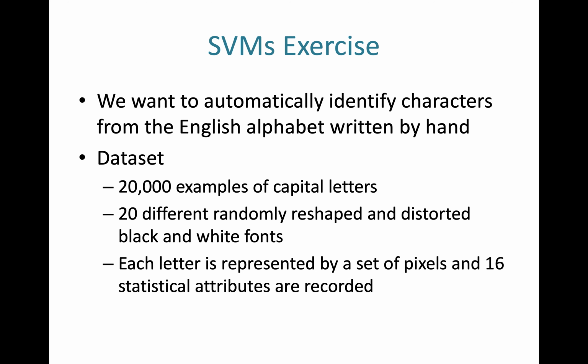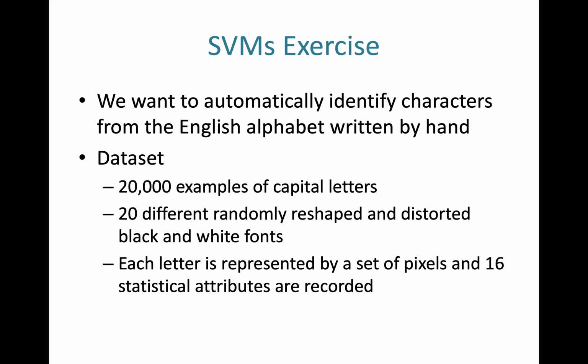So for this exercise, we're going to be focusing on one classification task, which is basically automatically identifying characters from the English alphabet written by hand. We're going to be using a data set that has 20,000 samples of capital letters, and some are written, some are just randomly reshaped and distorted. And so what we're going to do is use part of that data set to train a support vector machine to identify letters, and then we will test how well the support vector machine is working.